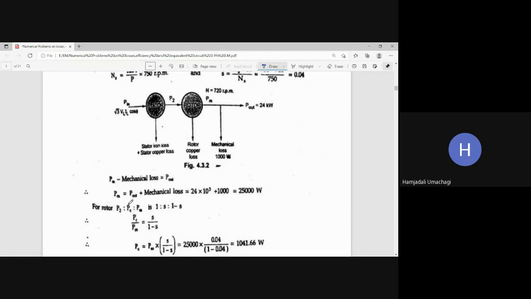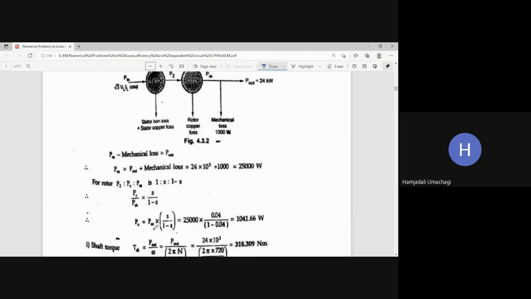So now using this, I can write the ratio of PC by PM, rotor copper loss divided by gross mechanical power, is equal to slip upon 1 minus slip. So from this, if you make the cross multiplication, PC is equal to PM into S upon 1 minus S. So substitute all the values. PM is 25 kilowatt, slip is 0.04. With this, we get the rotor copper loss as 1041.66 watts.